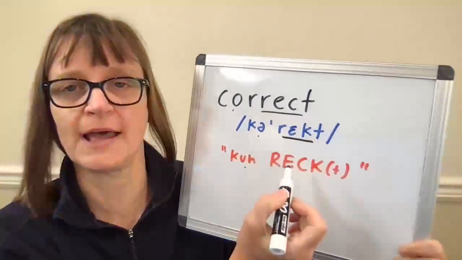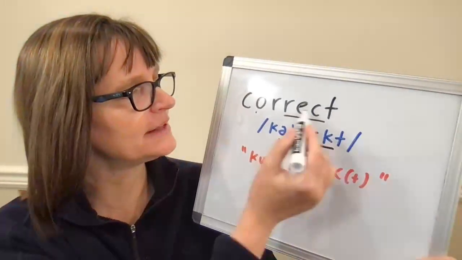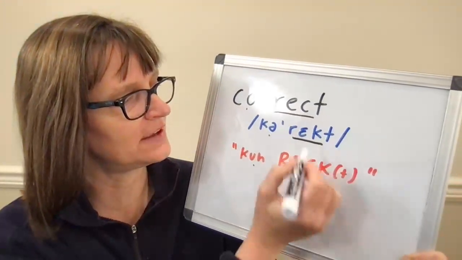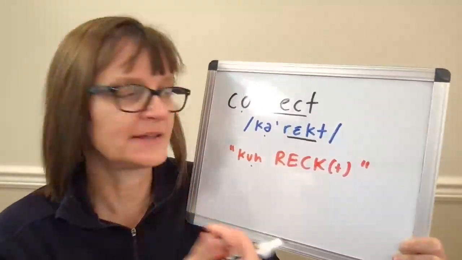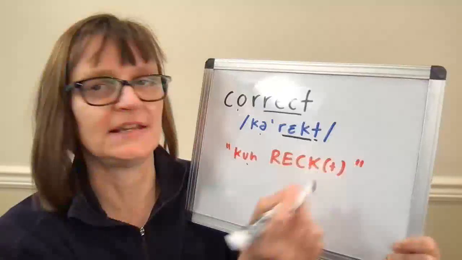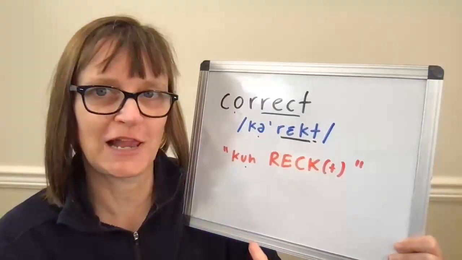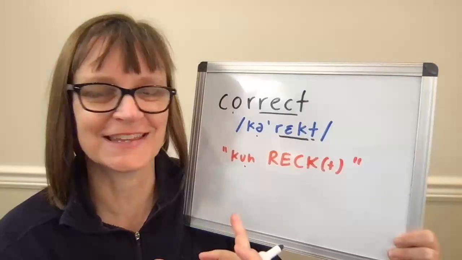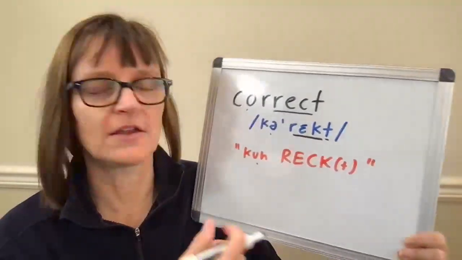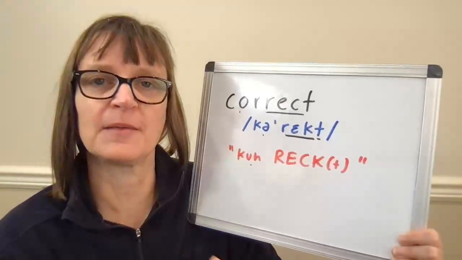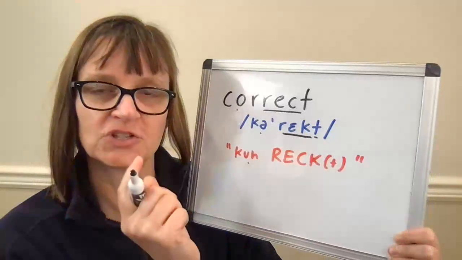Letter E in correct says the red tent vowel, and the letters CT say the k sound and the t sound. If I'm saying the word correct by itself, I will say my T, correct. If I'm saying it in a sentence, my T is going to follow the rules that we'd use for linking T. So for example, if I'm saying correct me if I'm wrong, I'll probably leave that T off or I'll make a stop T.